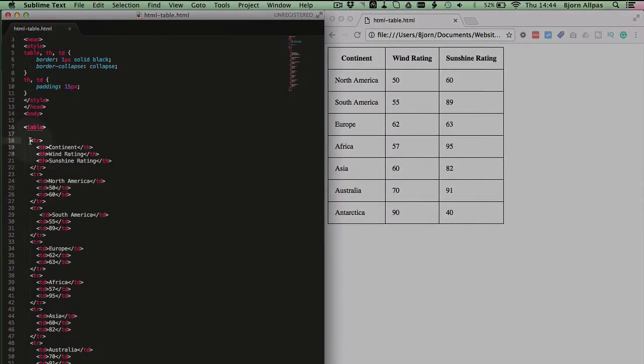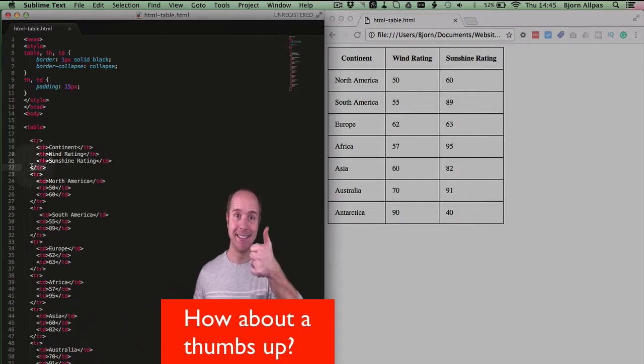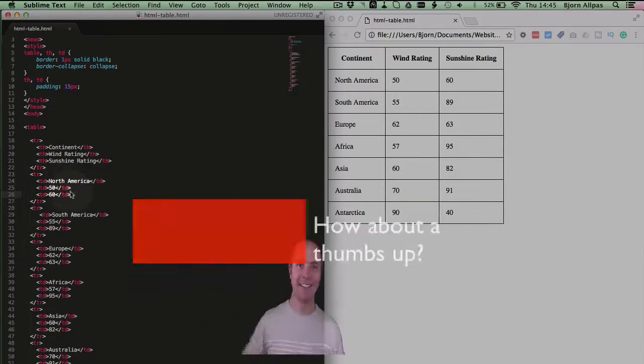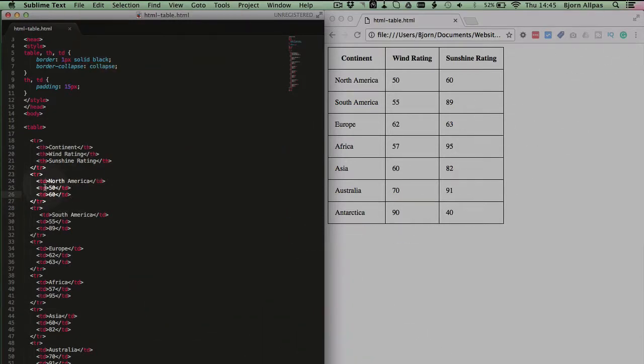So our very first row contains TH cells, which are table header cells, and that creates this very top row up here. We close off that TR, that table row, we open another TR, another table row, and we add three more cells, this time TD cells, which are just regular data cells. And these cells contain the data for the next row.